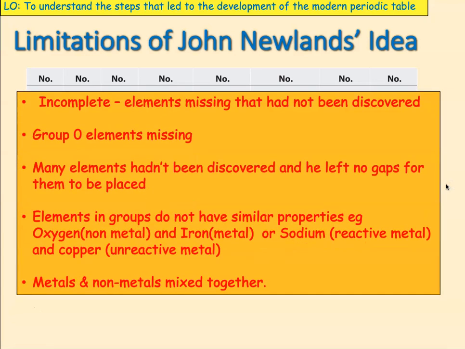So it's incomplete, first of all. There's so many elements not being discovered. There are no group 0 elements. Many elements hadn't been discovered, and he left no gaps for them to be placed because he was just basing it on what he knew. The elements in groups don't have similar properties. For example, oxygen and iron, non-metal and metal, or sodium and copper, reactive metal and unreactive metal. And you've got many examples of metals and non-metals mixed together.